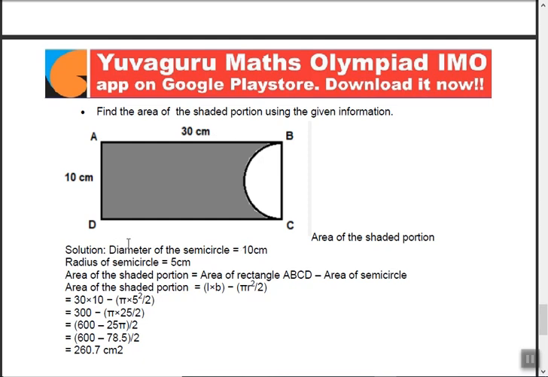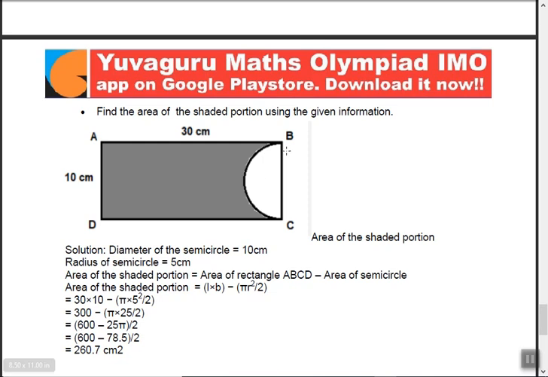So the diameter of the semicircle is what? 10 centimeter. Why? Because this diameter is equal to the side of the rectangle. So that is 10. So the radius will be half of that, 5. Radius is half of diameter. Now you got the radius of this semicircle. Now the area of this rectangle ABCD, the full rectangle, is length into breadth, 30 into 10, 300.